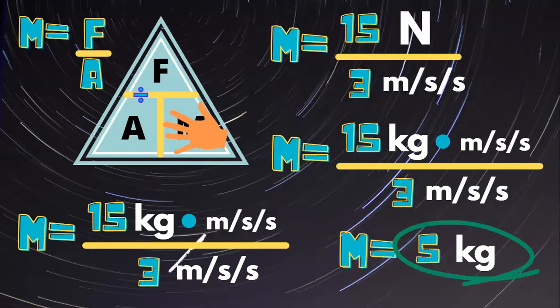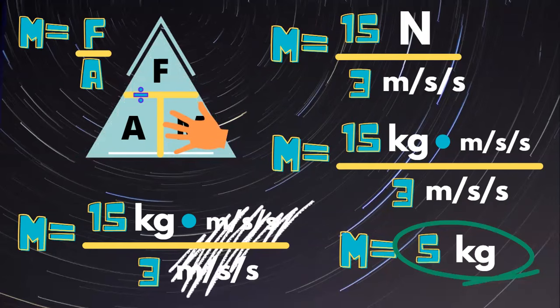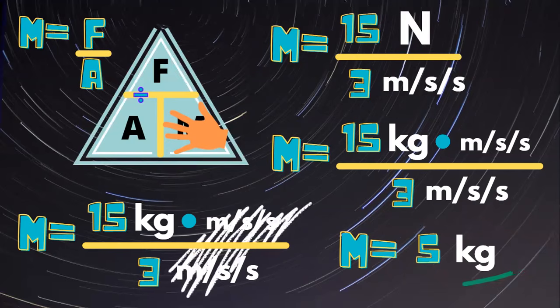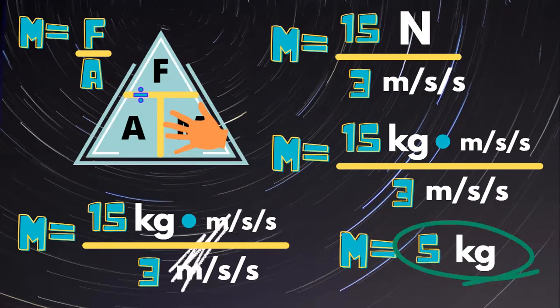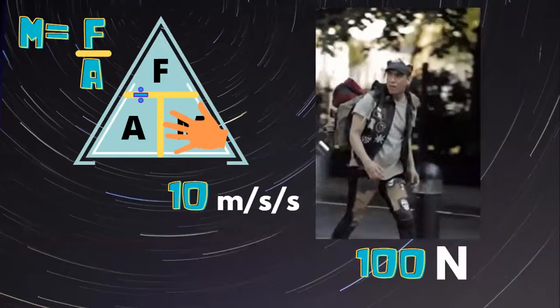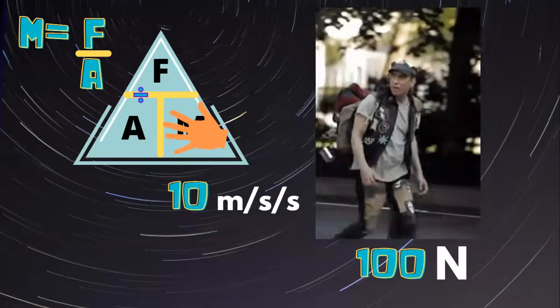So we can find that the mass equals 5 kilograms. And we know we did things right because we ended up with the correct unit for mass. All right, looks like you're getting the hang of it. Let's go ahead and try another one.